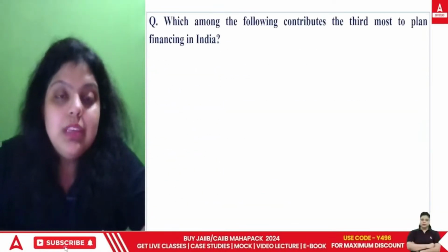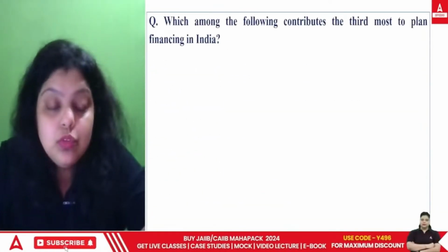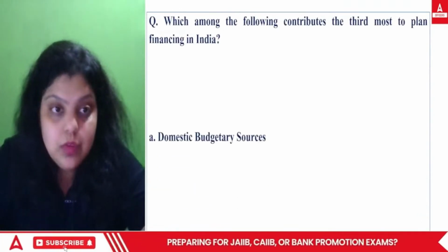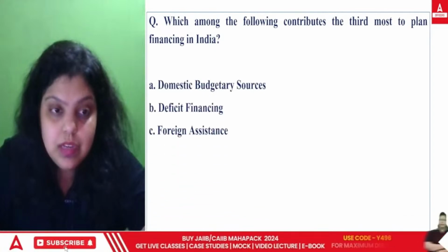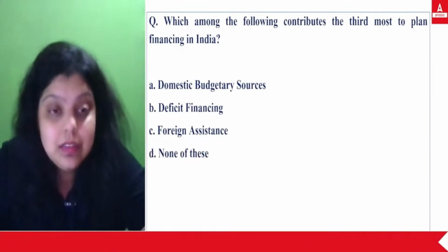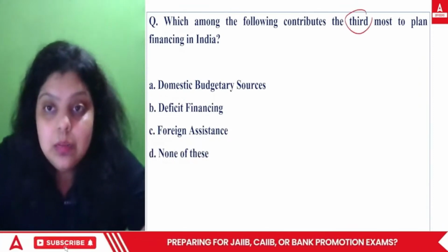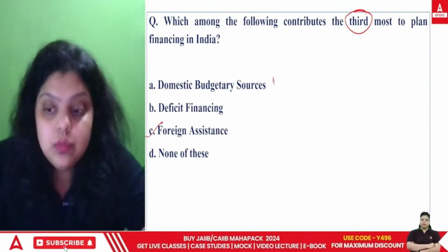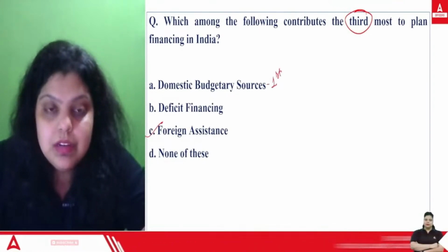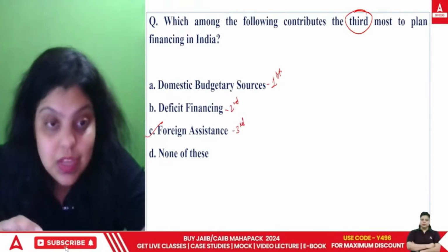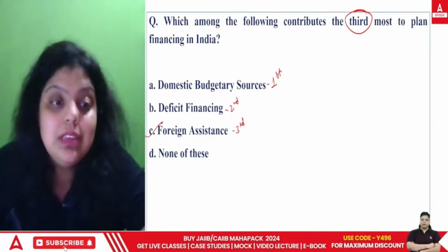First, which among the following contributes the third most to the plan financing in India? So these are the options in front of you: domestic budgetary source, deficit financing, foreign assistance, and none of the above. I think we have just discussed this. They are asking the third most to plan financing in India. That's the foreign assistance, because most is the domestic budgetary source, the second most is deficit financing, and the third most is foreign assistance. So the same sequence they have defined. So the right answer will be option C.